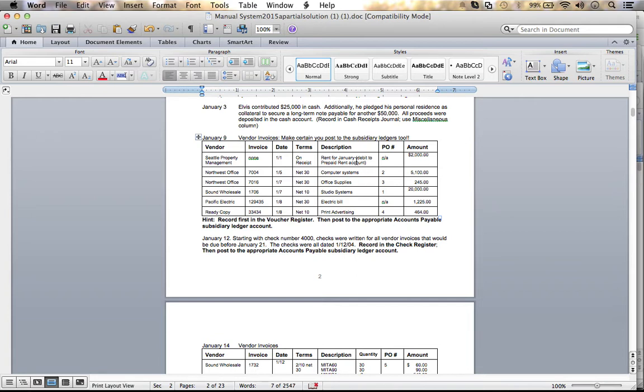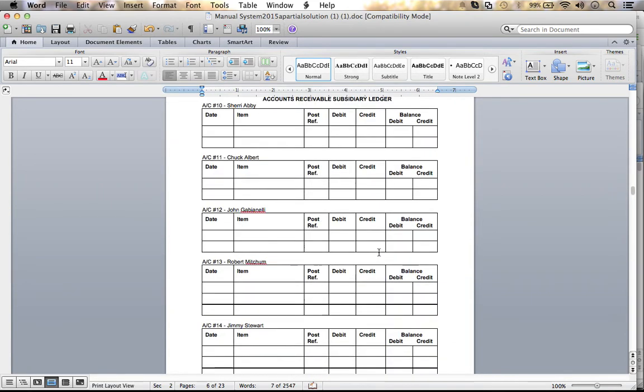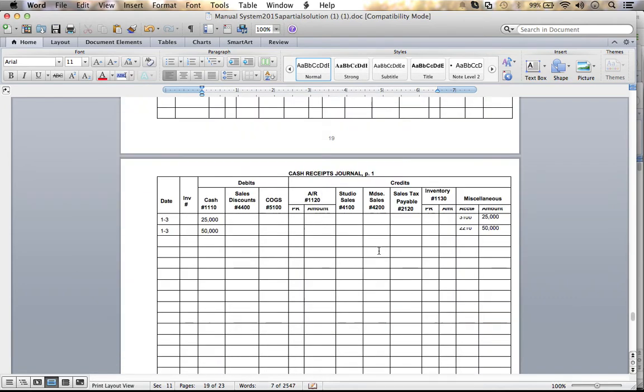We have rent for $2,000. That needs to be recorded in the voucher register. Now, the voucher register is just a place where we record our bills, right? We get some bills, we need to keep them organized, we need to know when they're going to be paid and so on. We need a record of these bills, and that's where we keep them, in the voucher register. So let's take a look at the voucher register.